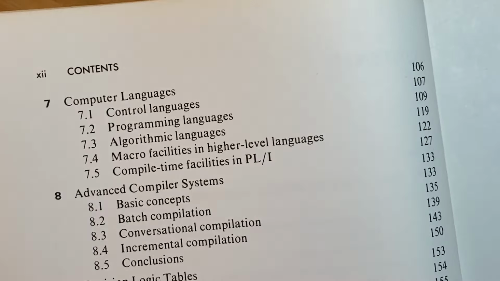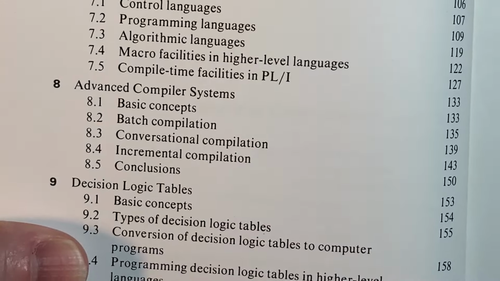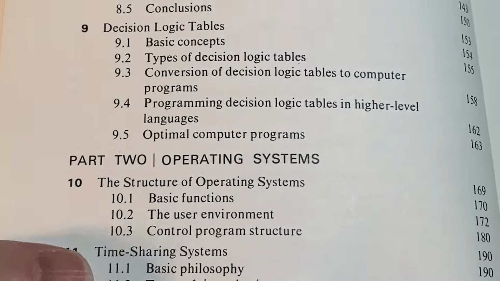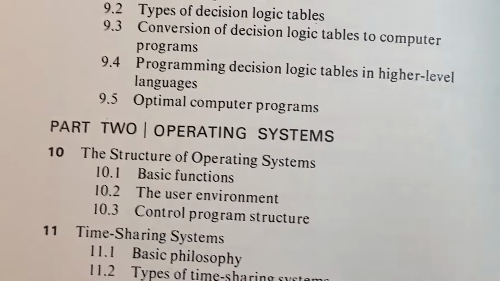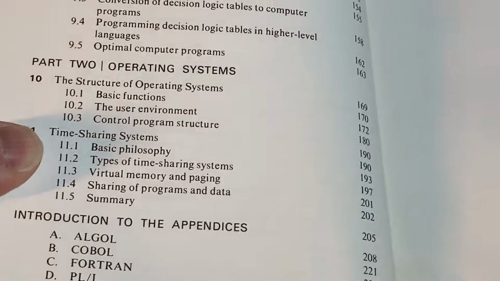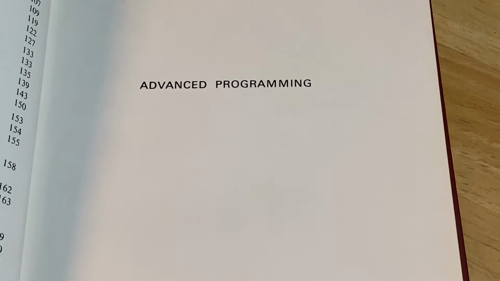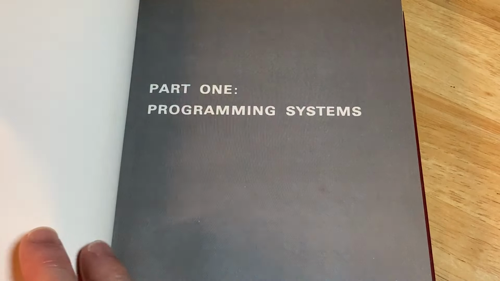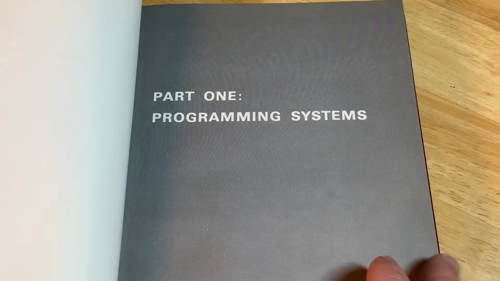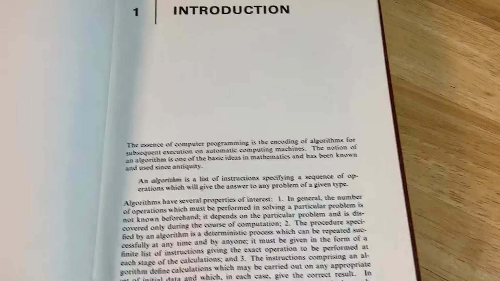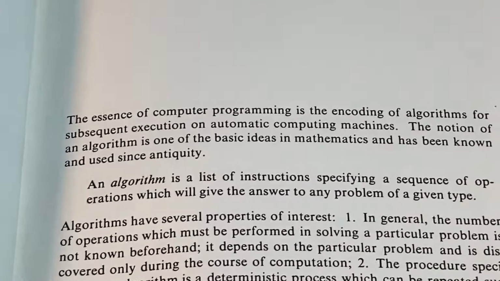Here's some more topics, computer languages, advanced compiler systems, decision logic tables. Then part two is operating systems. We've got the structure of operating systems, time sharing systems. We have some appendices, advanced programming. Part one, programming systems. Let's see what this says here.